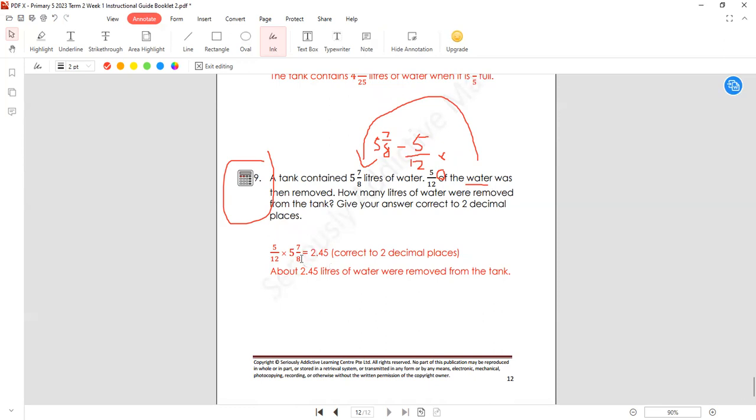They've got to convert this into a mixed number first, and then after they multiply, they get a whole number. Put the whole number aside, and for the fraction, numerator divide by denominator will get you this portion here, and then correct to 2 decimal places. Remember to get them to answer the question here as well by writing the statement. And that's it for primary 5 this week.